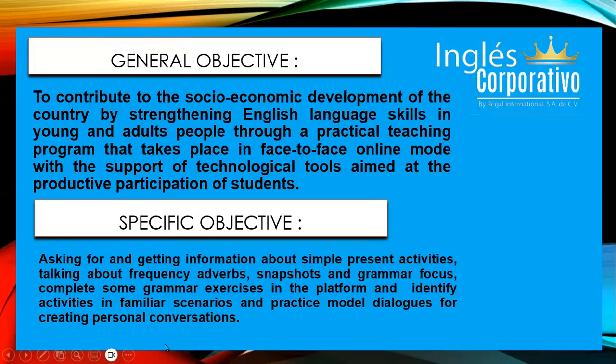Specific objective. Asking for and sharing information about simple present activities. Talking about frequency adverbs. Snapshots and grammar focus. Okay, very good.